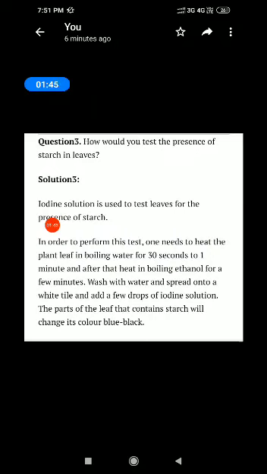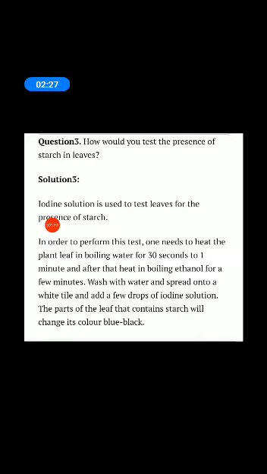Next, question number 3. How would you test the presence of starch in leaves? Answer. Iodine solution is used to test leaves for the presence of starch. In order to perform this test, one needs to heat the plant leaf in boiling water for 30 seconds to 1 minute, and after that heat it in boiling ethanol for a few minutes.